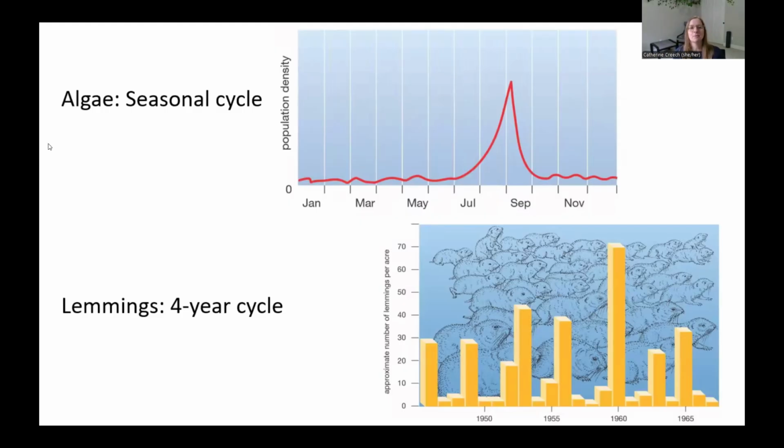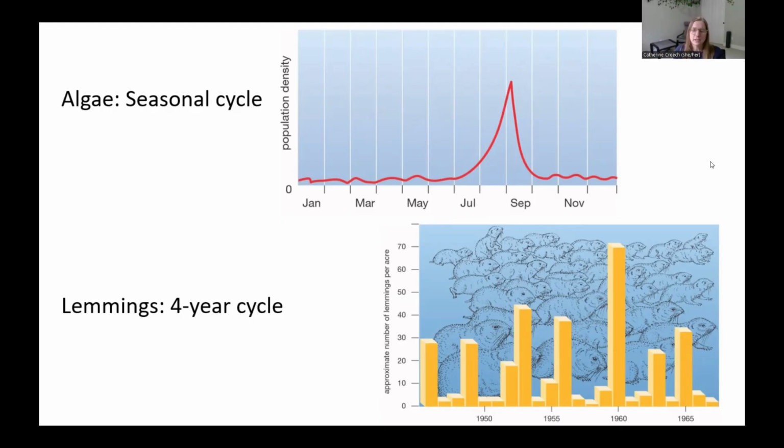Here's two examples. Algae have a seasonal boom and bust cycle. So in July, we see the start of this exponential curve. Our population increases rapidly, and then we have mass die off. That's when the growing season is really best for algae. So huge growth spike and then die off. Lemmings, which are a type of rodent, they have a 4-year boom and bust cycle. So roughly every 4 years, there's this massive increase in lemming population, and then they die back the next year.